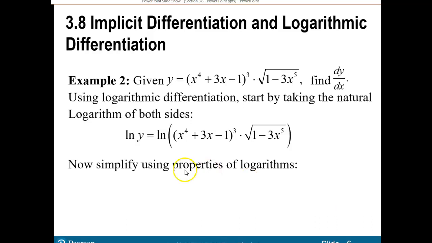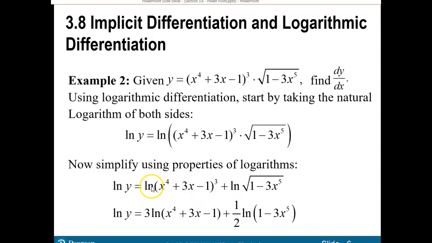All right, now the reason we did that is because we have a product, and within the product we have things raised to powers. So now we can simplify this right side using properties of logs. The first thing here, the log of the product, we know splits up into the log of the first plus the log of the second. It splits up into a sum. Next we have the log of this thing that has a power. So our power property of logs brings the 3 down to the front. So this becomes 3 natural log of this inside part. The square root, remember, is the power 1/2. So you're bringing down the 1/2 exponent, and then you're left with natural log of what was on the inside.